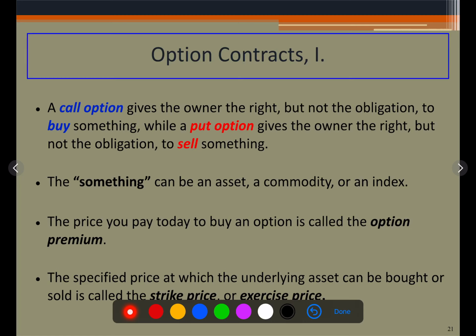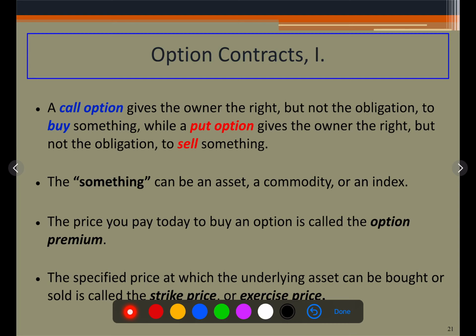In this video, I'll talk about the option contract. This is the derivative security. There are two types of options. One is called the call option and the other one is called the put option. The call option gives the buyer of the call option contract the right to buy the underlying asset at a specific price, which is also called the strike price or exercise price.